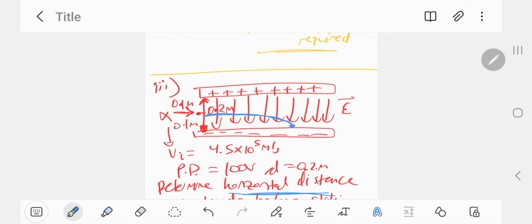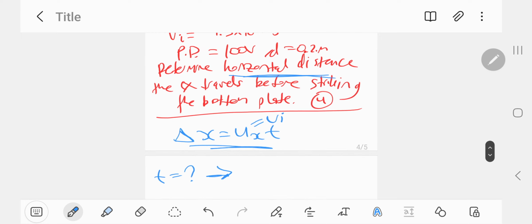Okay, an alpha particle is a positively charged particle. So it's going to repel the positively charged plate and go towards the negatively charged plate. It's going to follow a parabolic trajectory as follows. It's going to hit somewhere on the bottom here.